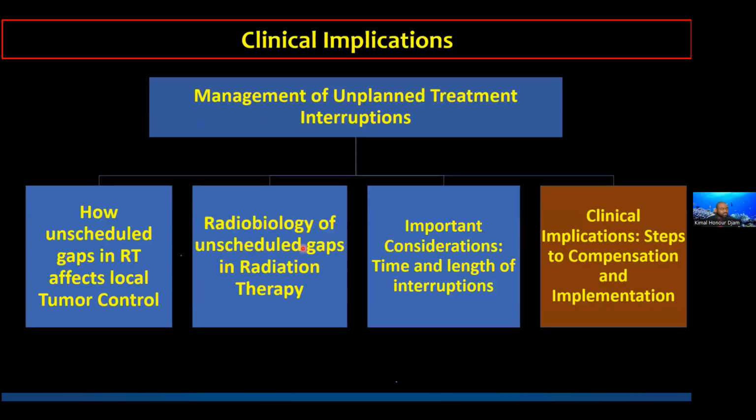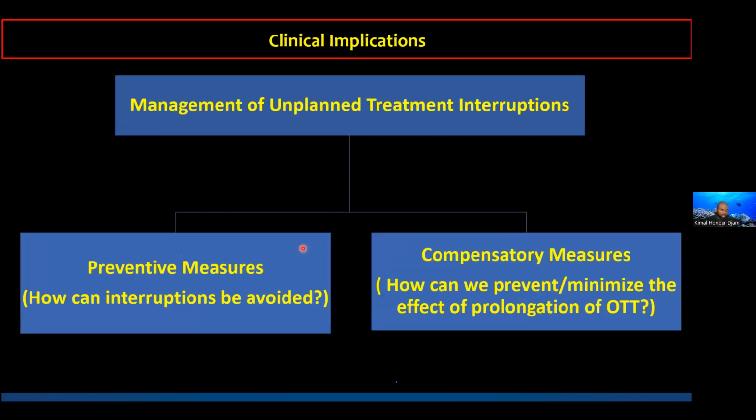And so the last section of this presentation is what are the steps to compensate and how do we implement this in the clinic? There are 2 ways we can look at this. In the management of unplanned treatment interruptions, we have preventive measures, and we have compensatory measures. How can we avoid interruptions, or what are the protocols or the things we can do to prevent interruptions from happening, and what can we do to minimize the effects if a gap does occur?